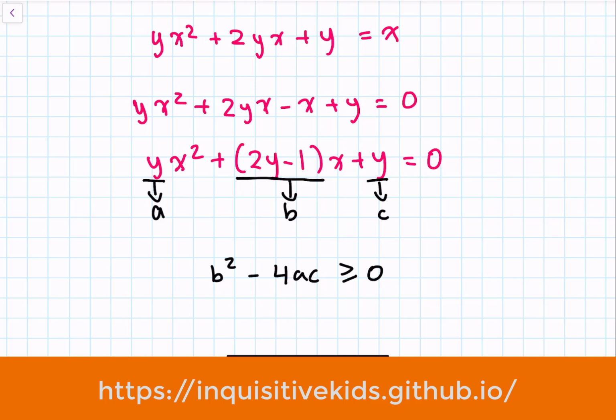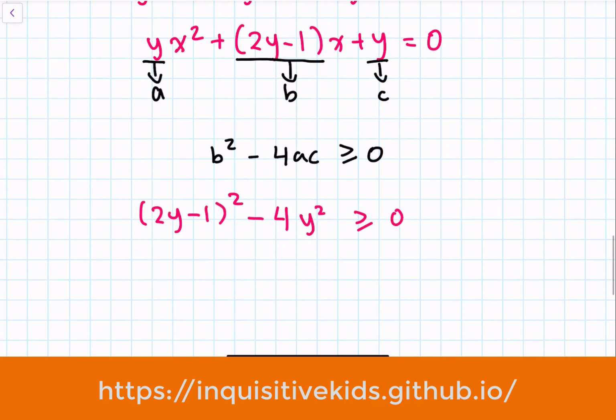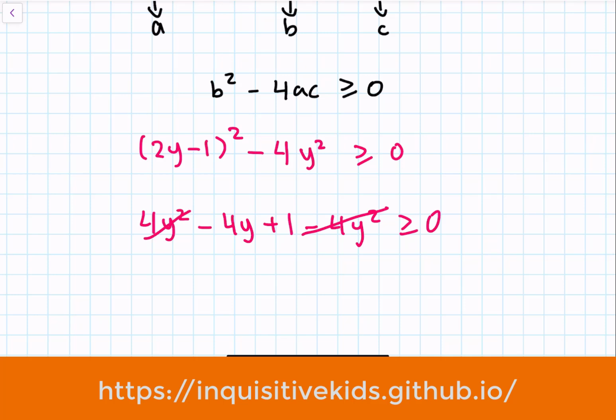So we know this, and we could go ahead and apply it to our own problem. B squared is the 2y minus 1 squared, minus 4 times a times c, which is y times y, so y squared, is greater than or equal to 0. We can expand the 2y minus 1 squared to get 4y squared minus 4y plus 1 minus 4y squared is greater than or equal to 0. And then these two 4y squared terms cancel each other out. So we have 1 minus 4y is greater than or equal to 0.